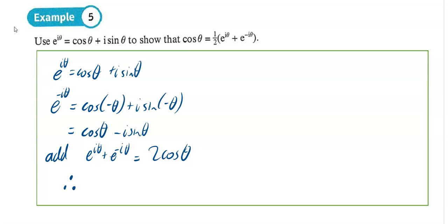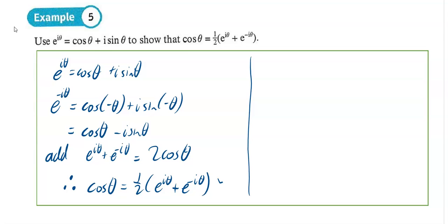Therefore, your cos theta will be equal to a half times e to the i theta plus e to the minus i theta. And that is that bit done.